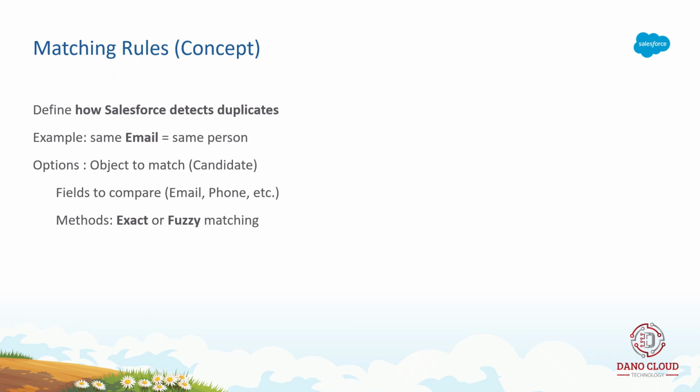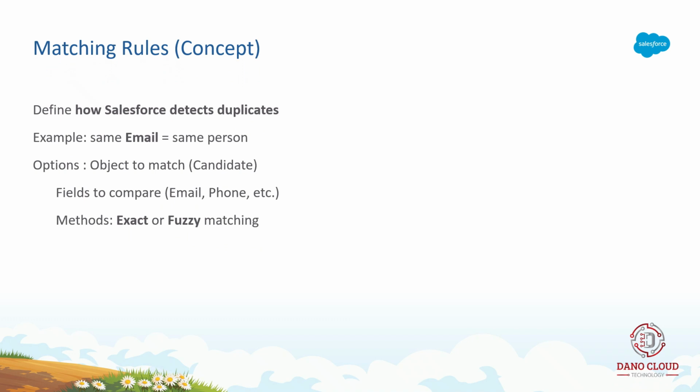When you're creating a matching rule, Salesforce gives you two types of matching methods. First one, exact matching. The value must be an exact match. Example, abc@gmail.com equals abc@gmail.com. Second one, fuzzy matching. Salesforce uses flexible logic and checks for similarity. For example, Amit Kumar is similar to Amit K, or 9876543210 is similar to 9876543211.